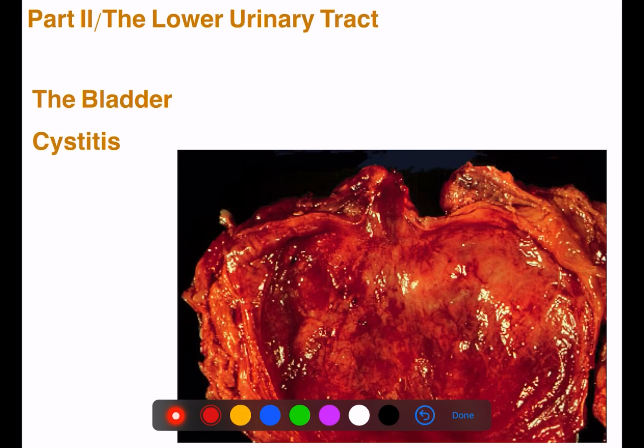Now we move to the second part of the urinary system. Now we move to talk about the lower urinary system. The lower urinary system contains the bladder and the urethra. And we are lucky because this part does not contain a large or important thing. So let's start with the bladder. The inflammation of the bladder is called cystitis.